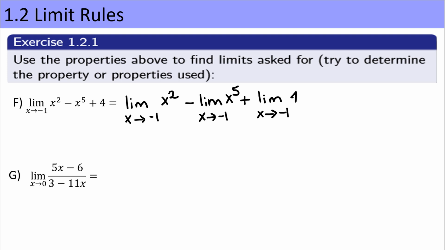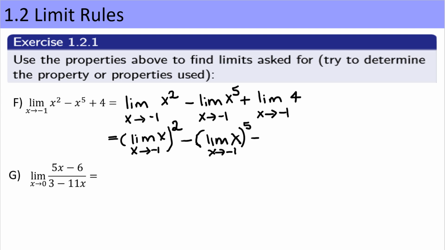So we've got 3 separate limits to compute, and the exponent property informed us that we can just take the limit as x approaches negative 1 of x and square that. Similarly, for the next term, we do minus the limit as x approaches negative 1 of x, to the 5. And for the last one, it's a constant, and using the very first property, it doesn't matter what x approaches, it's just going to be a constant.